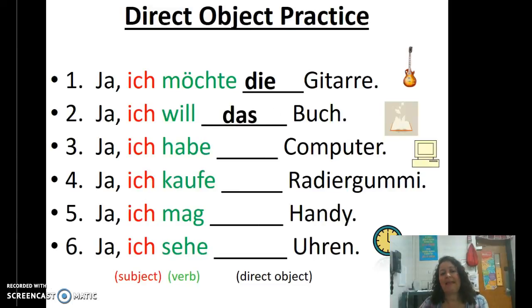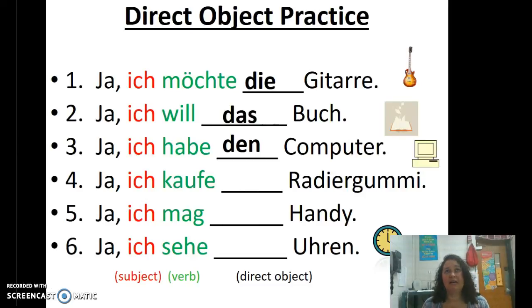Number 3, ja, ich habe blank Computer. Yes, I have the computer. Is the computer the direct object? Yes, it's what I have. Is it a der word? Yes, so der becomes, hopefully you all shouted out den, because it changes to den.